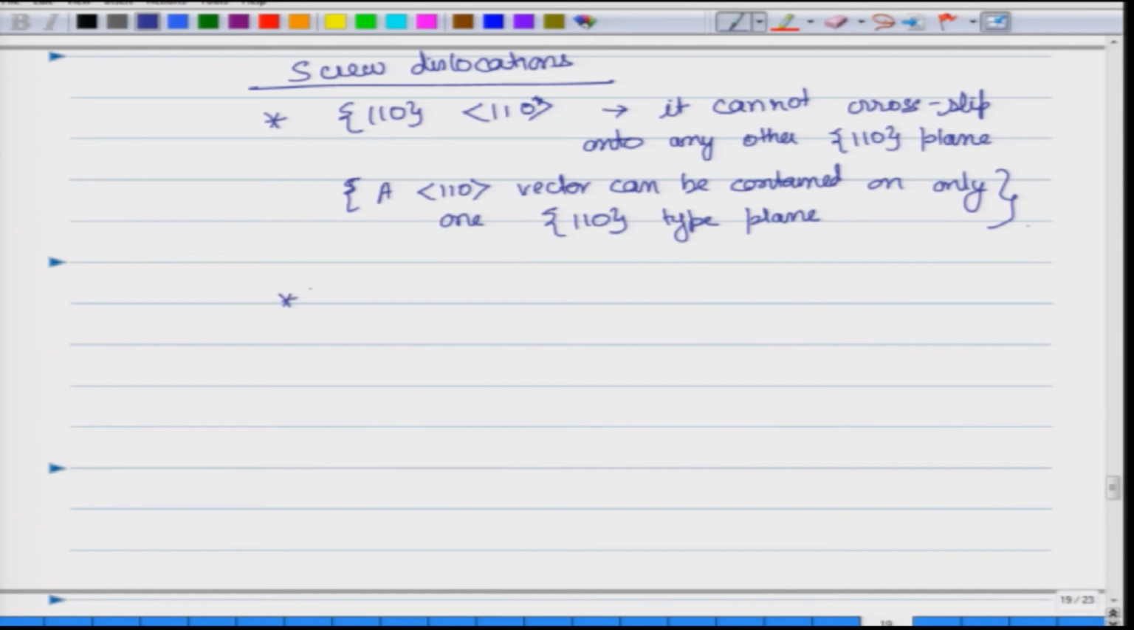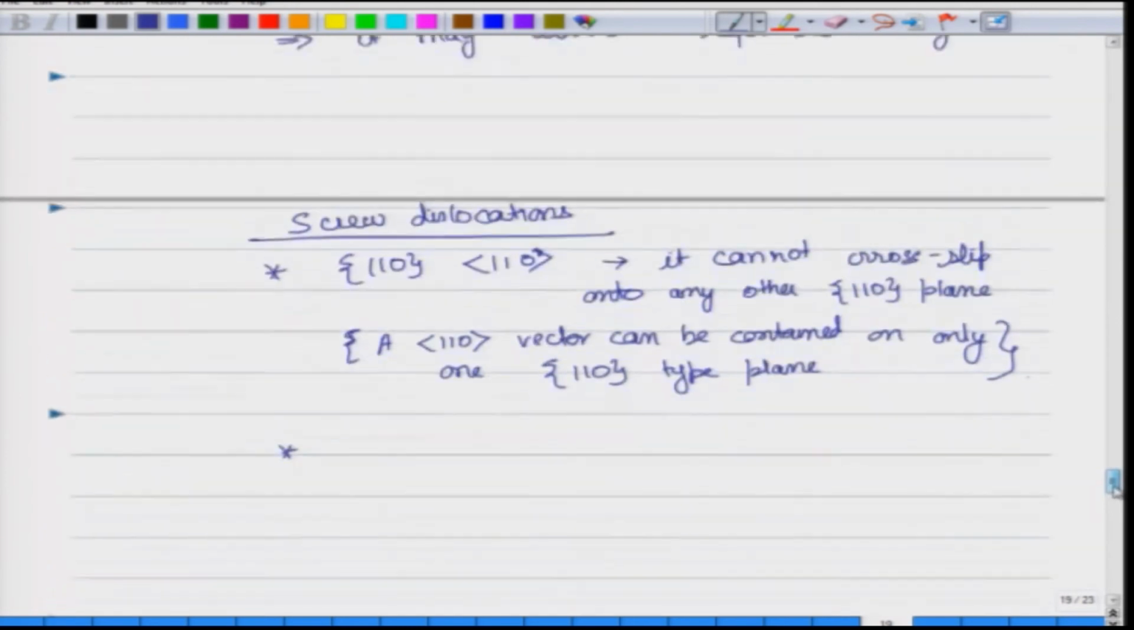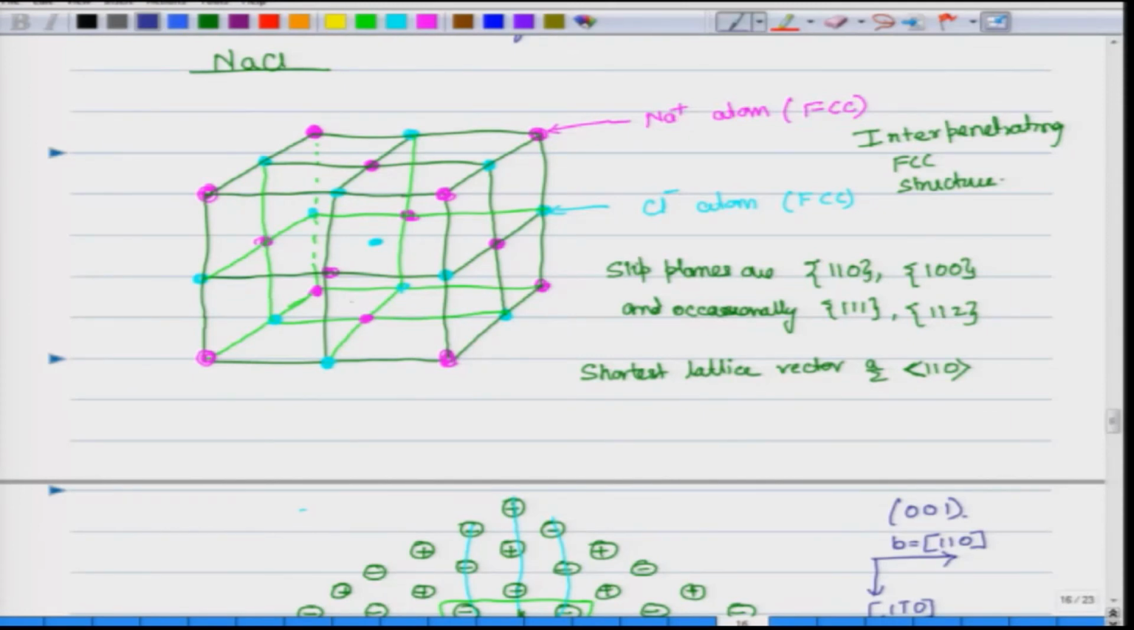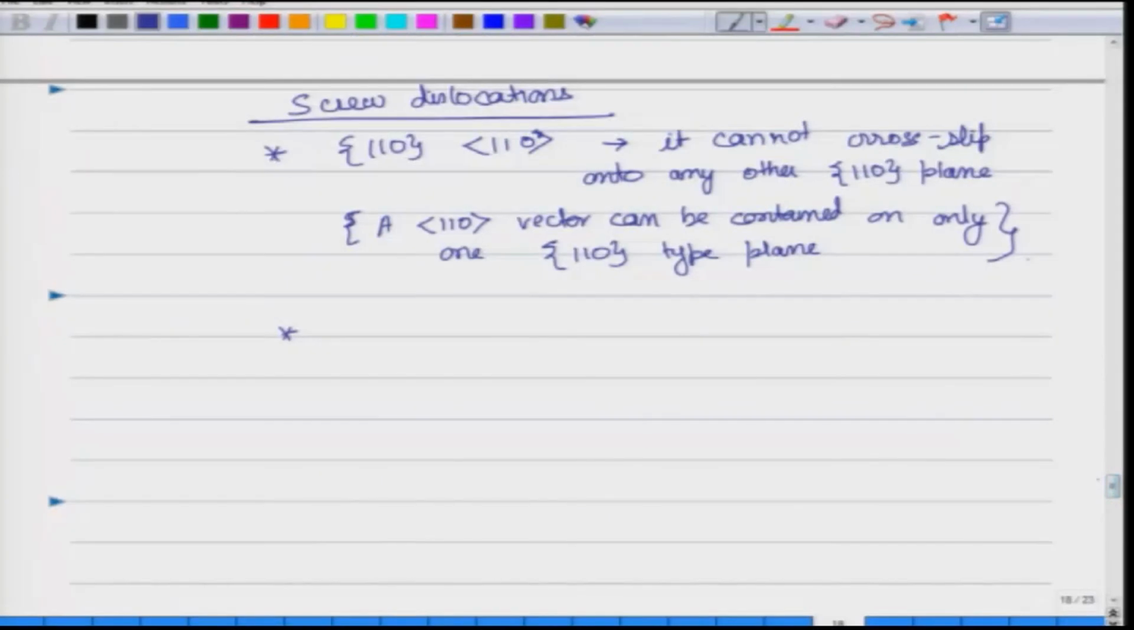Another important aspect about screw dislocation. If you look at the core of the screw dislocation along 110, let us look at the 110 direction, which will be the line direction. So, this is the 110 direction. Now, what do you see? All the atoms are of the same type, whether it is Na, in this particular case it will be Cl, again it will be Na. So, it is of the same charge. So, the core of a screw dislocation has the same charge along the length.